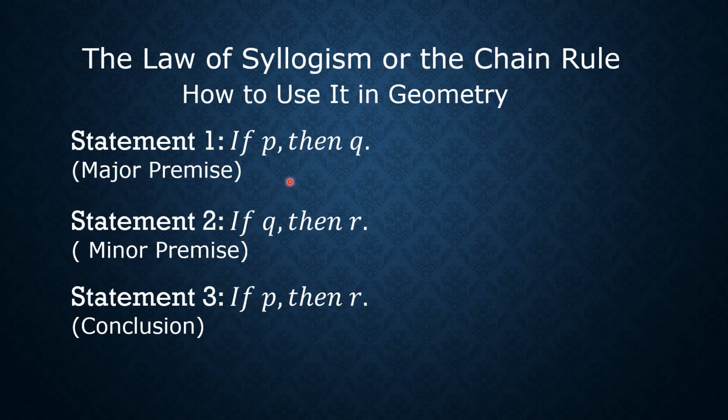Notice that the conclusion in the major premise is the hypothesis in the minor premise, Q. And the hypothesis in statement number 1, or in the major premise, is the hypothesis in statement number 3, P. And the conclusion in statement number 2, or minor premise, is also the conclusion in statement number 3, R.